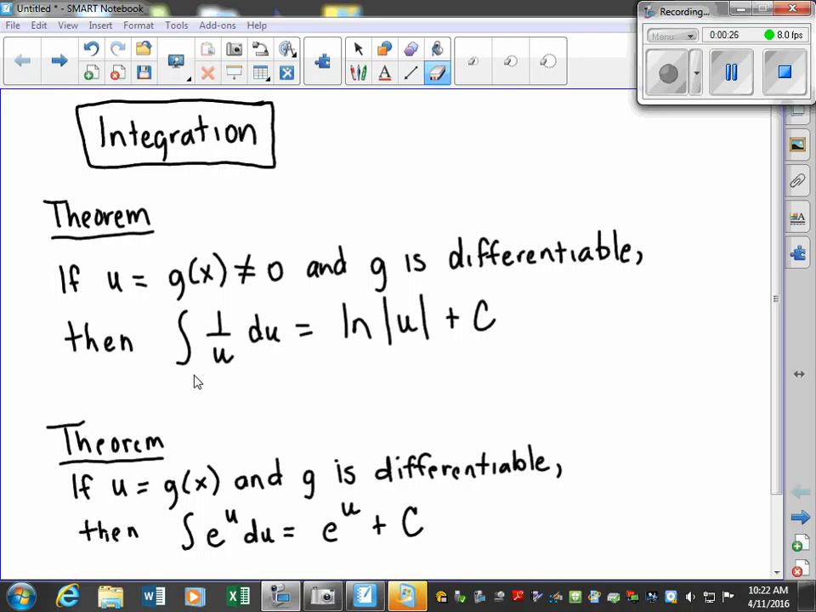So the antiderivative of 1 over u du is going to be equal to the natural log of u plus a constant. And then the other one down here is the integral of e to the u du is equal to e to the u plus c. So this is integral of 1 over u du.